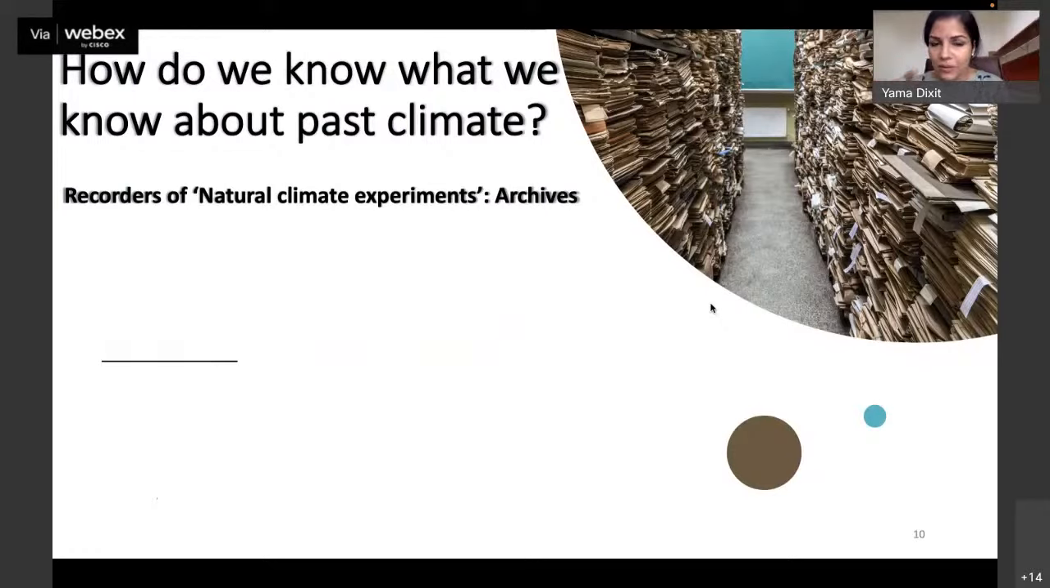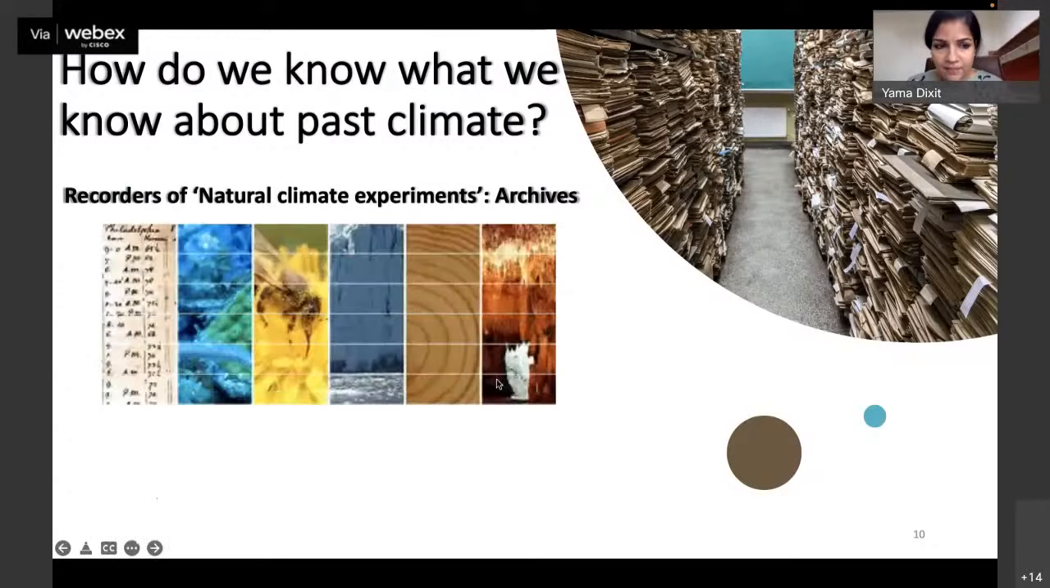Now there's something called archives. What you see in the pictures are like archives of normal life that is being recorded, but these archives actually are not like that. They are natural climate experiments. By experiments, I mean some of the variables of climate were changed. So for example, if you change rainfall, that information of changing rainfall was recorded in these archives.